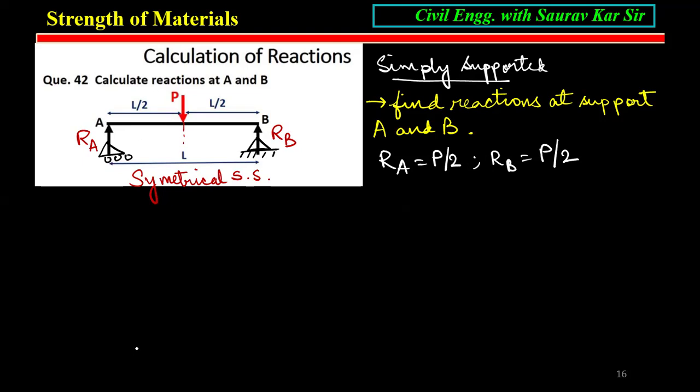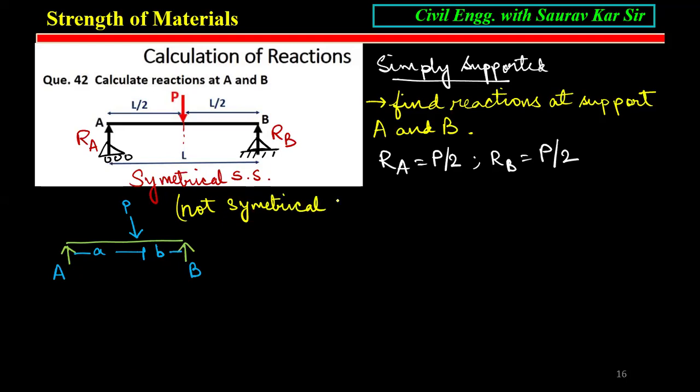Okay. Now imagine if the point load is not at the midpoint, then what will happen? You see here, this is the condition I am talking about. Let the point load P be here, at distance A and distance B, and A and B are the supports. So point P is not at the midpoint, so it is not symmetrical. First understand, it is not symmetrical.